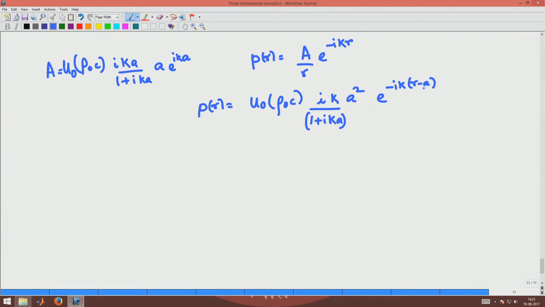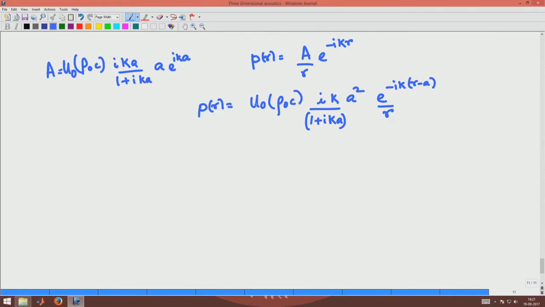We are introducing this quantity e to the power minus i k minus a. So, that effectively is e to the power i k a, and that should be divided by r. Okay. So, that is what we have at this stage. Capital A has been only substituted.